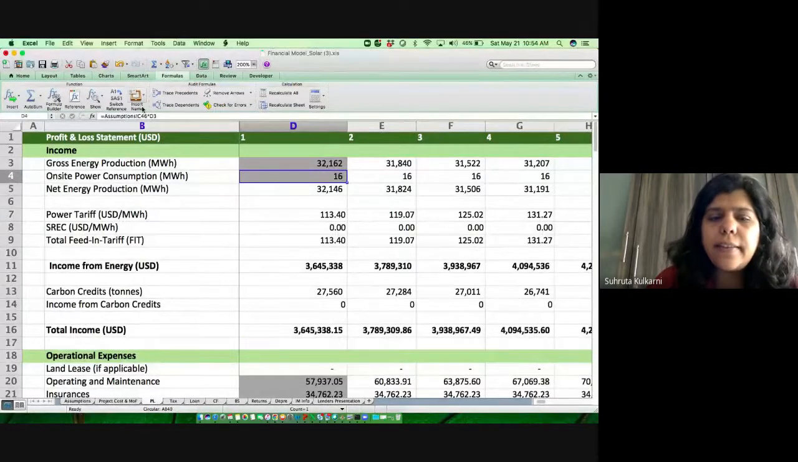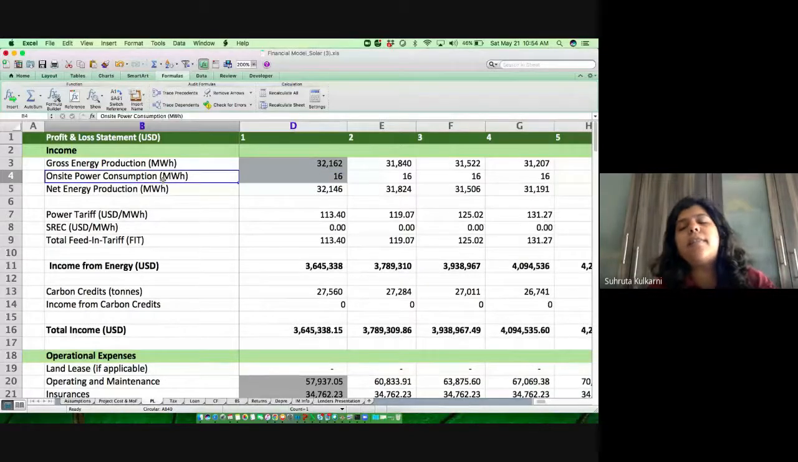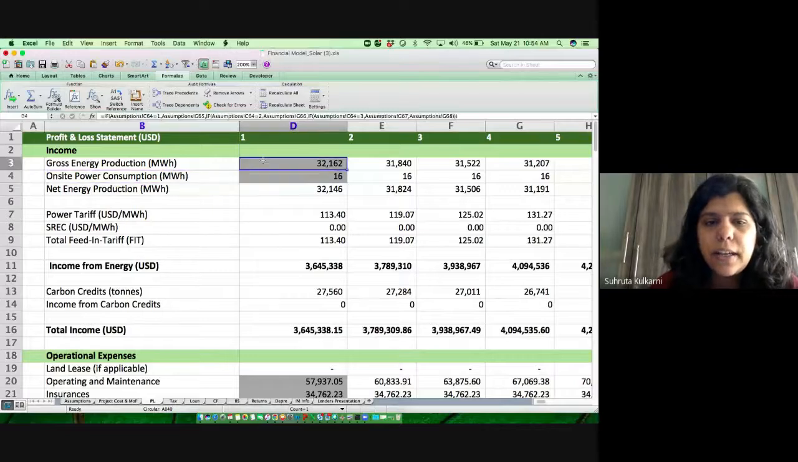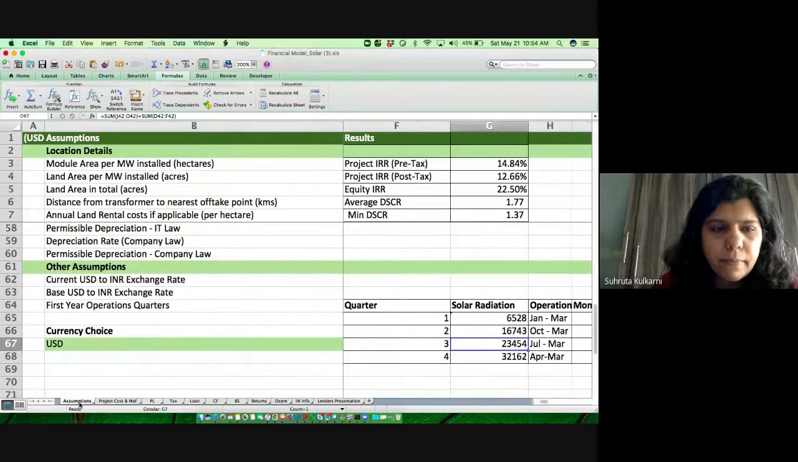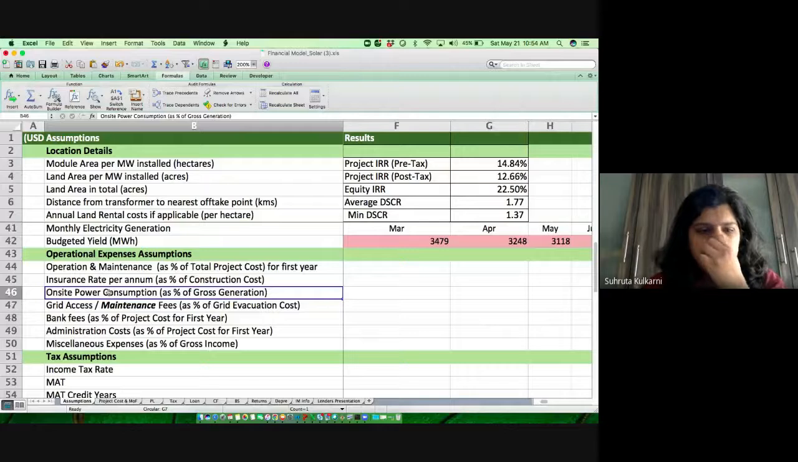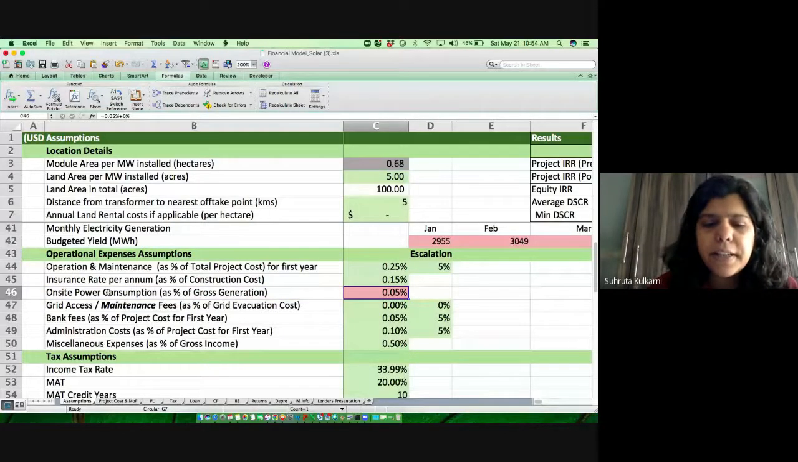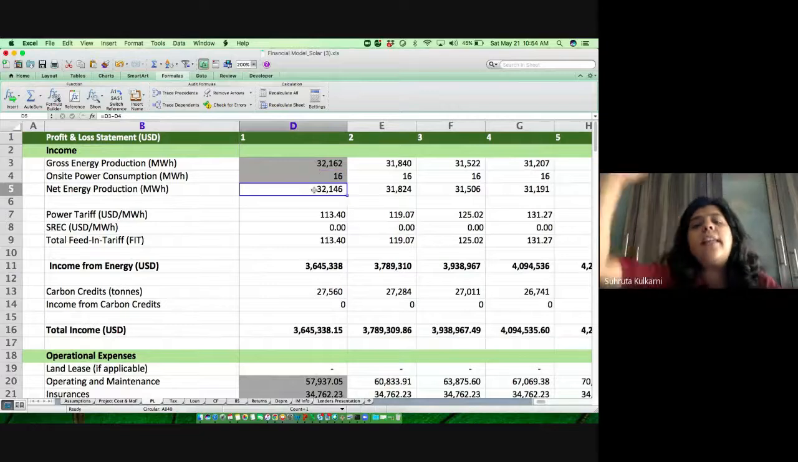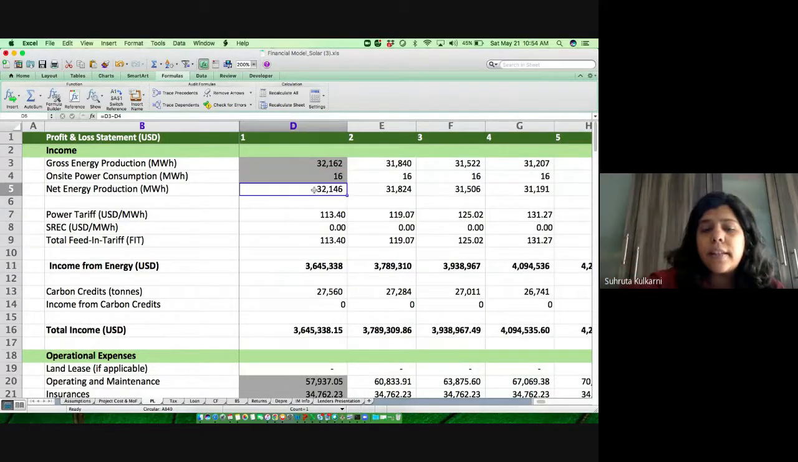Similarly, as I said, the solar project needs some power consumption on site. Now this is linked to assumption C46. So 0.05% of my generation is used at the site itself. So assumption C46 into D3 is what I'm going to spend over here. So net energy production for cell is only this much, 32,146.